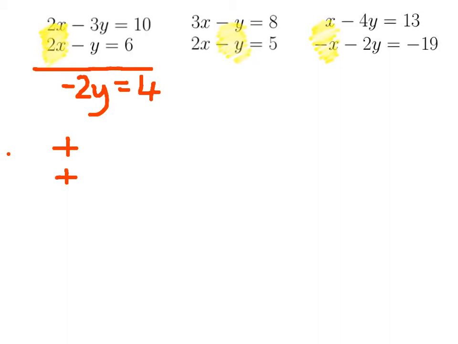And from minus 2y equals 4, you know that y would be minus 2, and you could go on from there, but we won't finish off that one. Leave that for you to do.